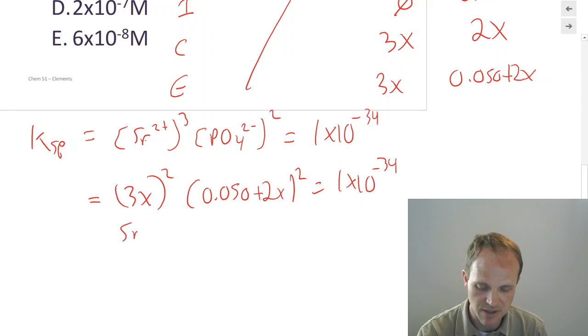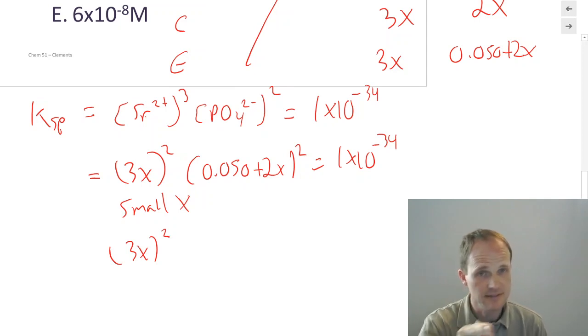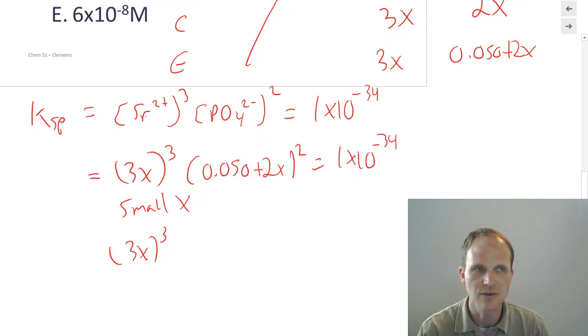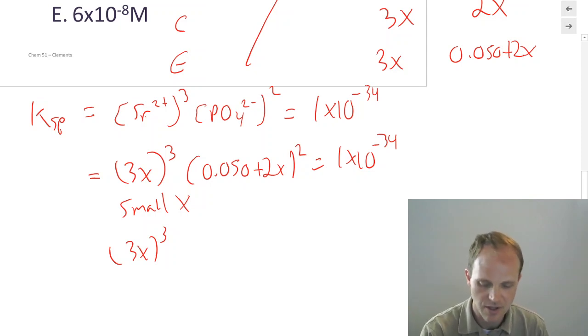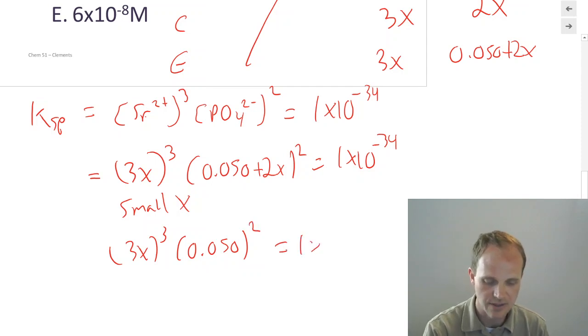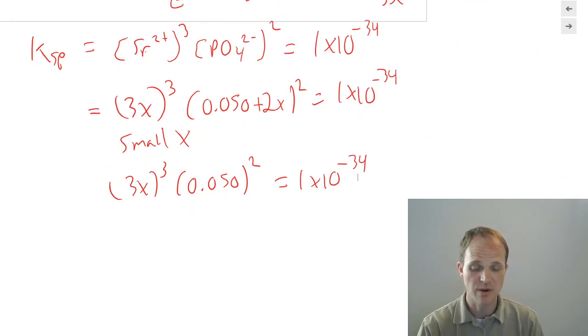Let's go ahead and use that small x assumption. What do we have now? We've got 3x squared. See? Did you see what I did? I put a square there. No, that's a cube. It's really easy to accidentally change these things when you're trying to do it in a rush. Totally happens all the time. 0.050 squared, right? We said, hey, let's ignore that 2x equals 1 times 10 to the minus 34th. That one's pretty simple. I square my 0.05.